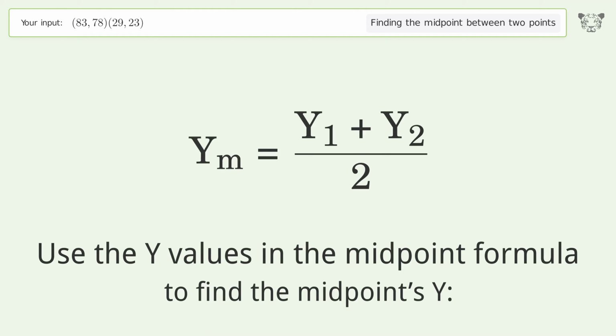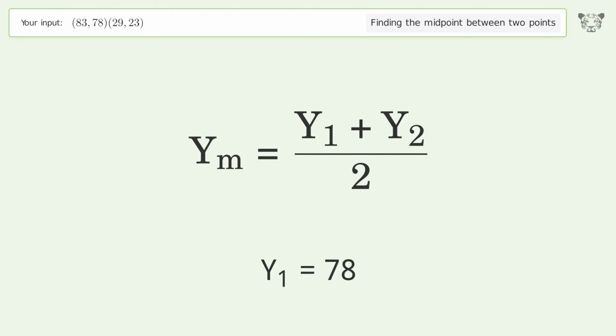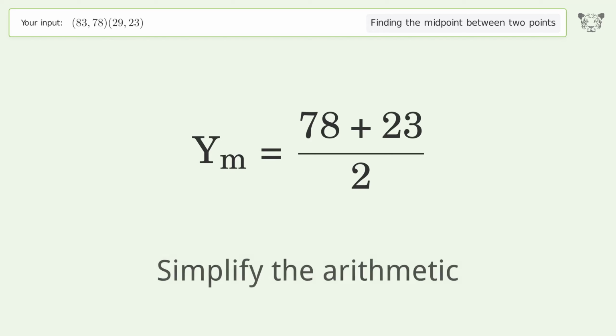Use the y values in the midpoint formula to find the midpoint's y. y1 equals 78. y2 equals 23. Simplify the arithmetic.